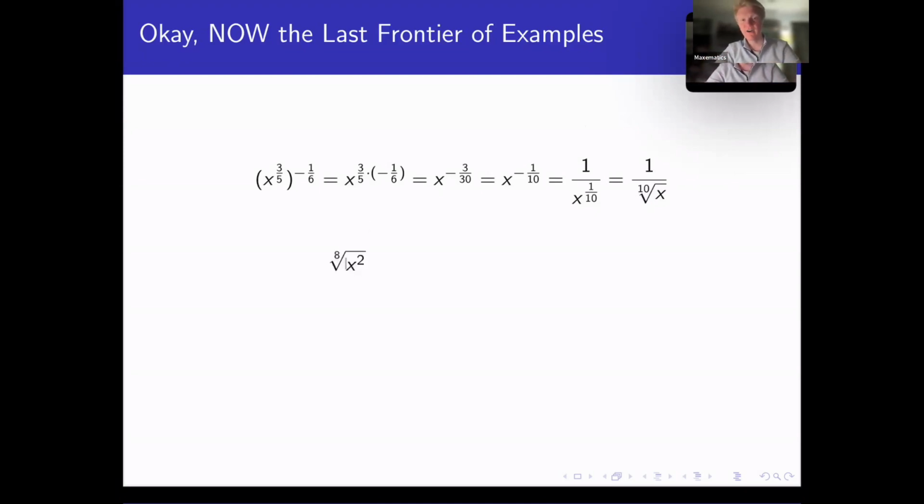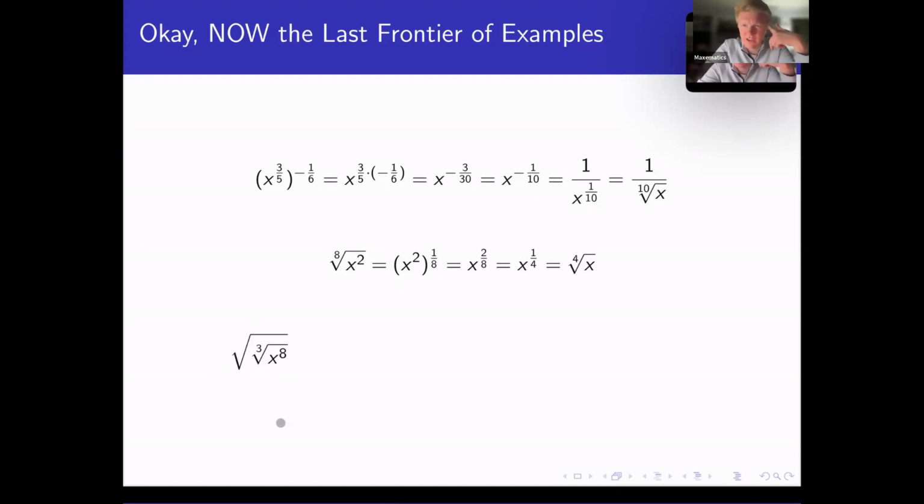8th root of x squared. Well, 8th root says to the 1/8. Now we have a power raised to a power, so we multiply those powers. 2/8 is 1/4. And x to the 1/4 is 4th root of x. Oh, that's kind of weird looking. These things happen.